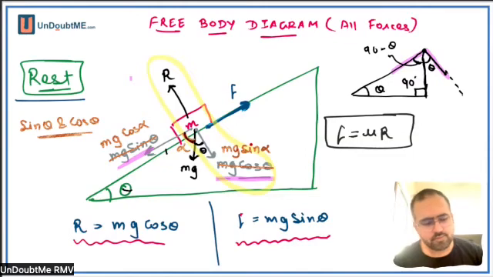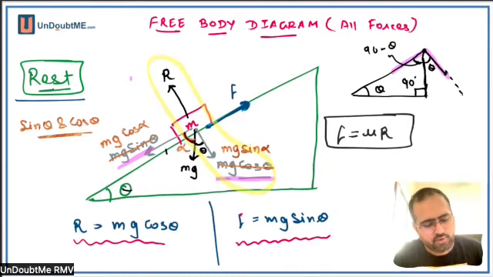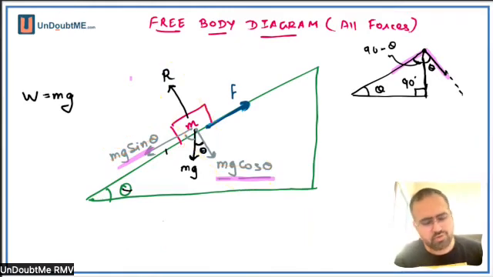So the proof is over here. By taking values, we can see that we are finally getting the same answers for R and F. And this was for rest, when the body is at rest. Any doubt you have till here? No, sir. Coming to the next case, when the body is in motion.